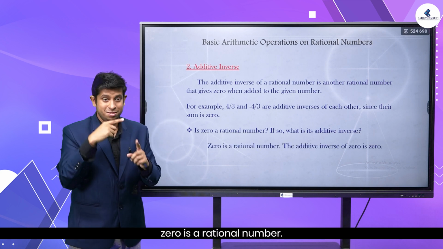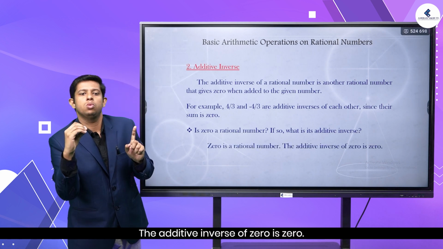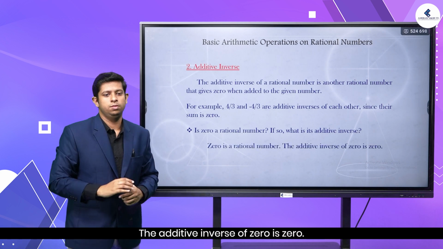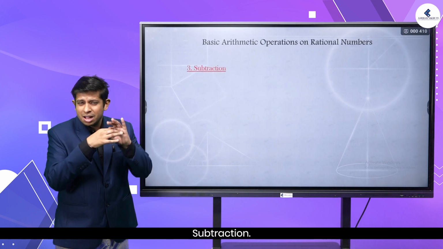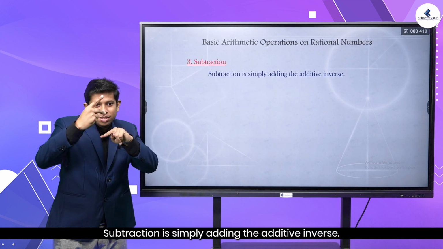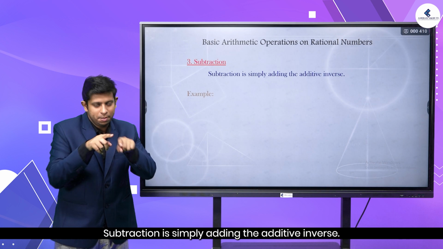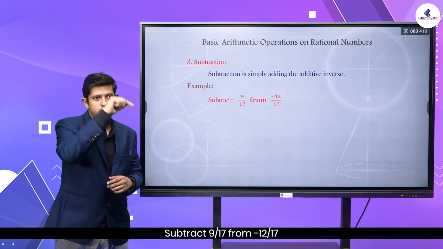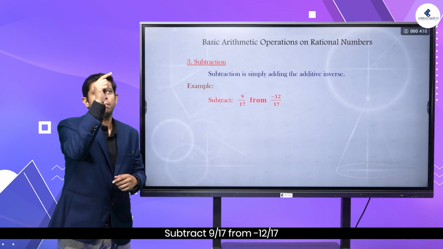Yes, 0 is a rational number. The additive inverse of 0 is 0. Subtraction. Subtraction is simply adding the additive inverse. Example. Subtract 9 by 17 from minus 12 by 17.